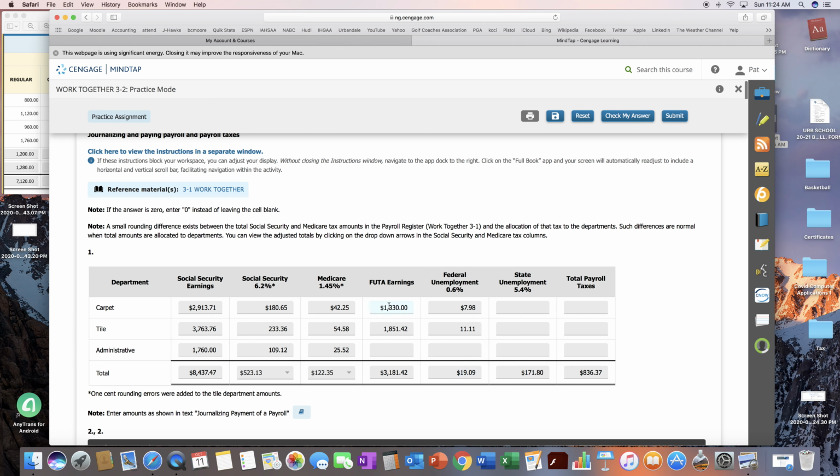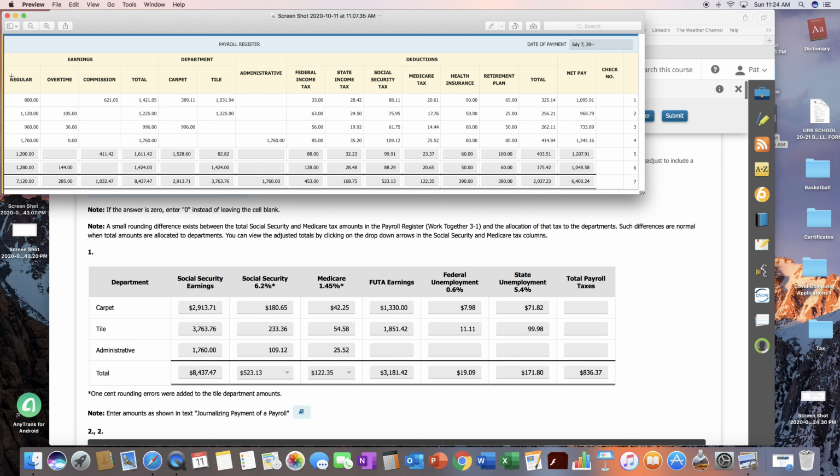State unemployment times the 1330. Okay, so state's going to be significantly higher. You're multiplying 1,851.42 times 0.054, and you get a total of 171.80. I got that right. So then you add the earnings from total payroll taxes.